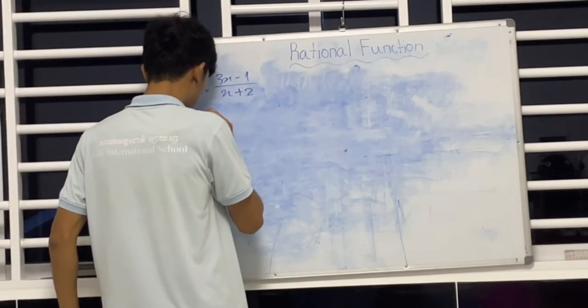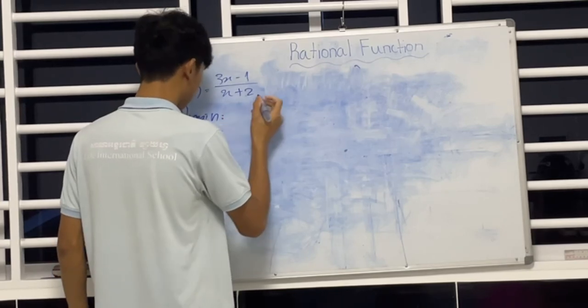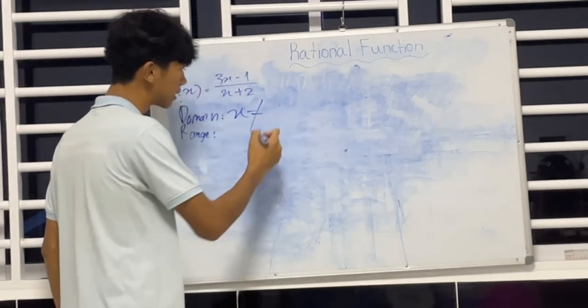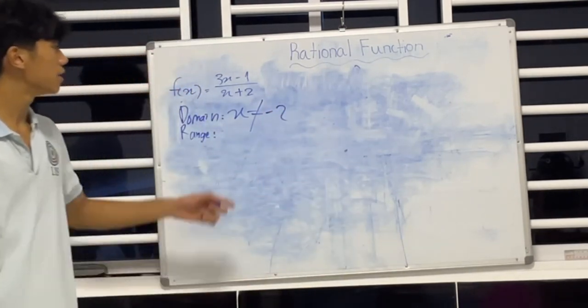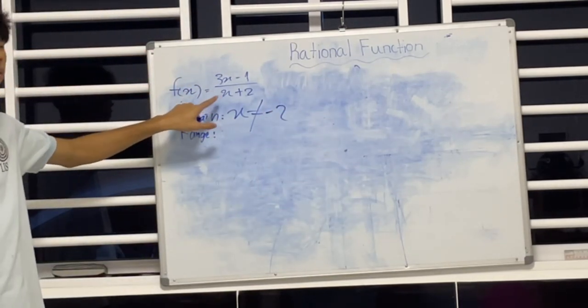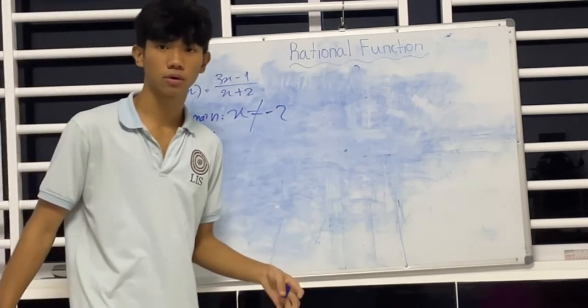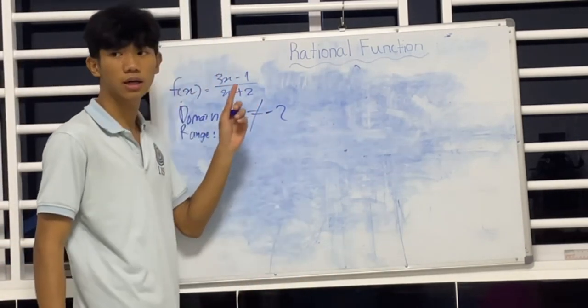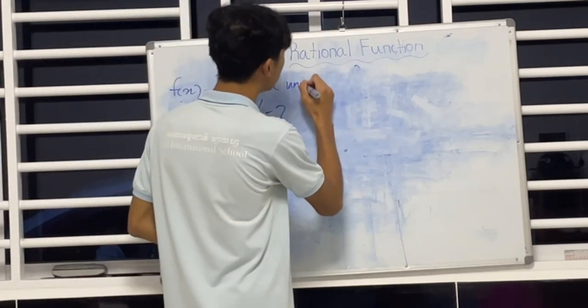Domain. Range. So for the domain, you find x, and x cannot be negative 2. Why? Because if you replace x with negative 2, it becomes negative 2 plus 2, which is 0. Then 3x minus 1 cannot be divided by 0, so it will be undefined.